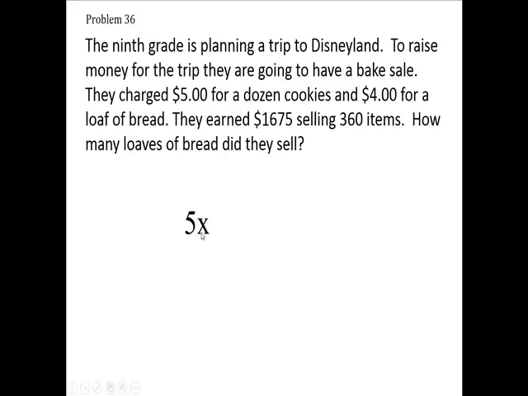$5 times the number of dozen cookies tells you how much money they made on the cookies. And then $4 times the number of loaves of bread tells you the money for the loaves of bread. So you add up the money for the cookies and the money for the bread, and we total up to be this amount right here.